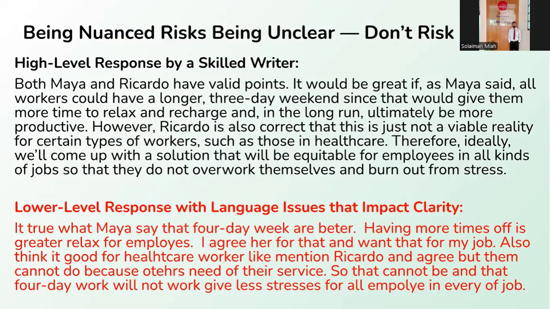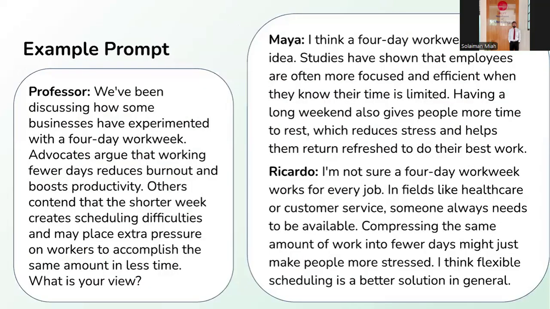Both writers are ultimately arguing for the same thing. A 4-day work week would be nice, but it's not realistic. Thus, we need a different solution. However, it's much harder to follow the reasoning of the writer at the bottom of this slide. Are they agreeing with just Maya, just Ricardo, or both? What exactly is their position? If that writer instead argued for a single side by default, their argument would be clearer to begin with and could likely score higher.